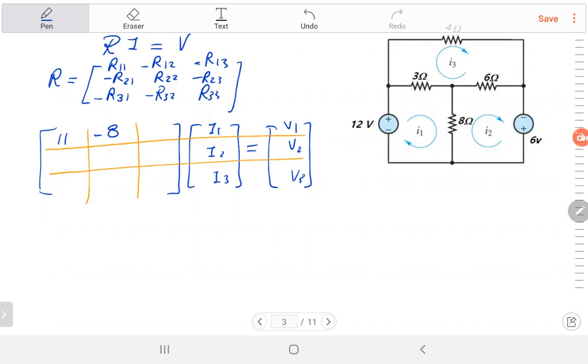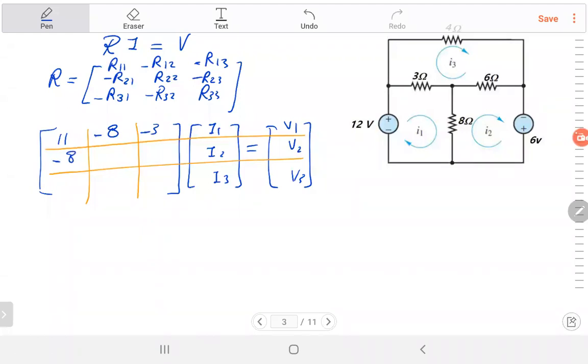Minus R13. That's mesh 1, that's mesh 3. The common is 3 ohm between 1 and 3, so I write minus 3. Okay, let's go to the second row. Minus R21, between 2 and 1, is 8, so minus 8.